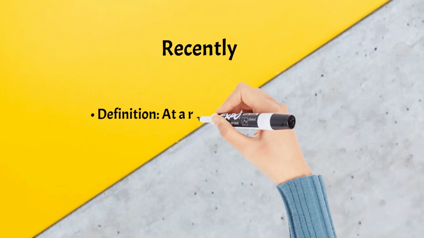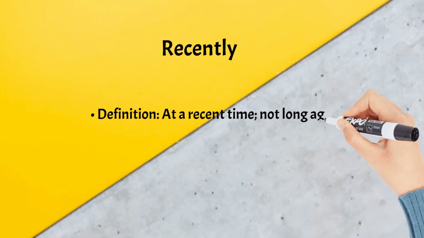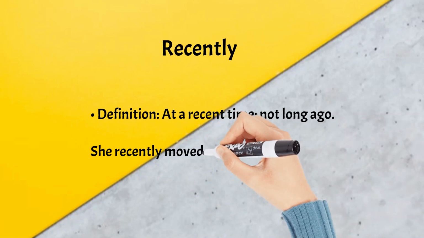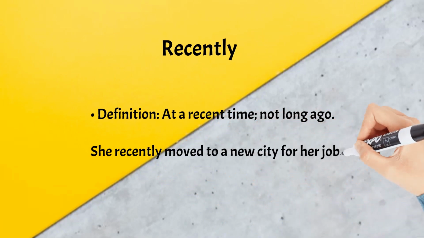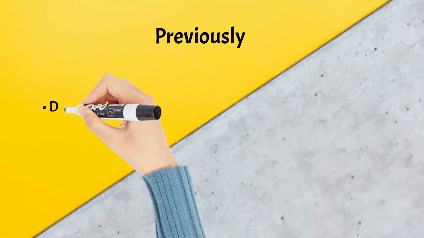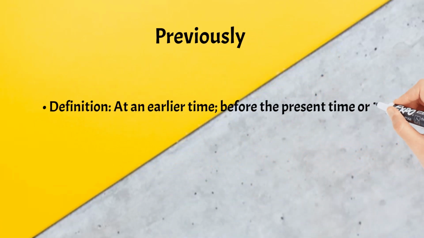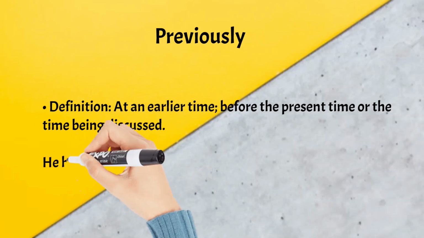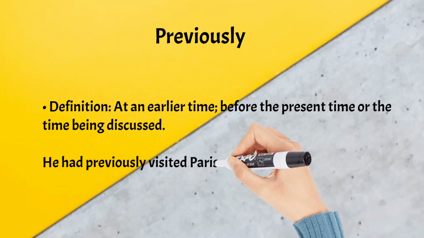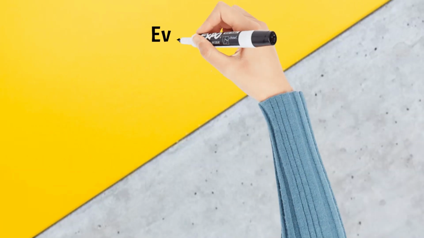Recently. Definition: at a recent time, not long ago. Example: she recently moved to a new city for her job. Previously. Definition: at an earlier time, before the present time or the time being discussed. Example: he had previously visited Paris on vacation.